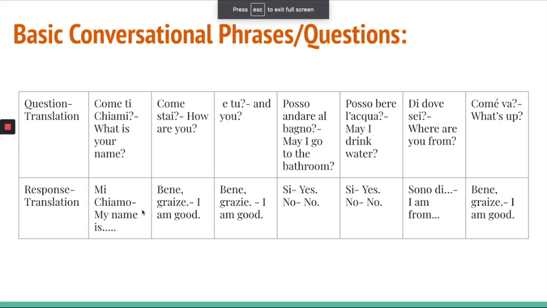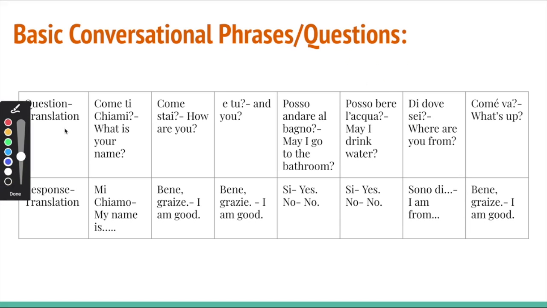Now we're going to learn about basic conversational phrases and questions to become familiar with. We have the question on the top and the response or translation on the bottom. Let's go through all the questions with the responses in Italian. Come ti chiami? What is your name? Mi chiamo. My name is. Come stai? How are you? Bene grazie. I am good. E tu? And you? Bene grazie. I am good. Posso andare al bagno?